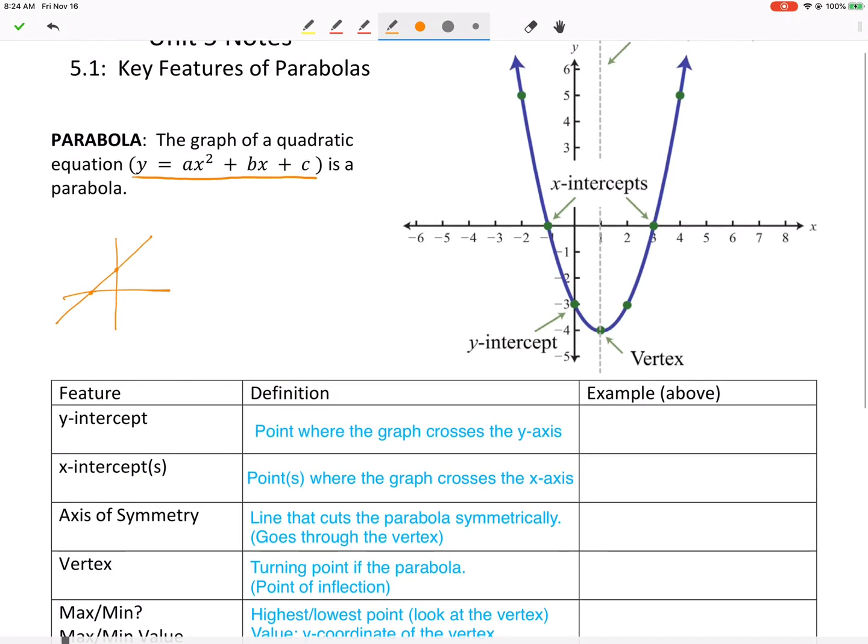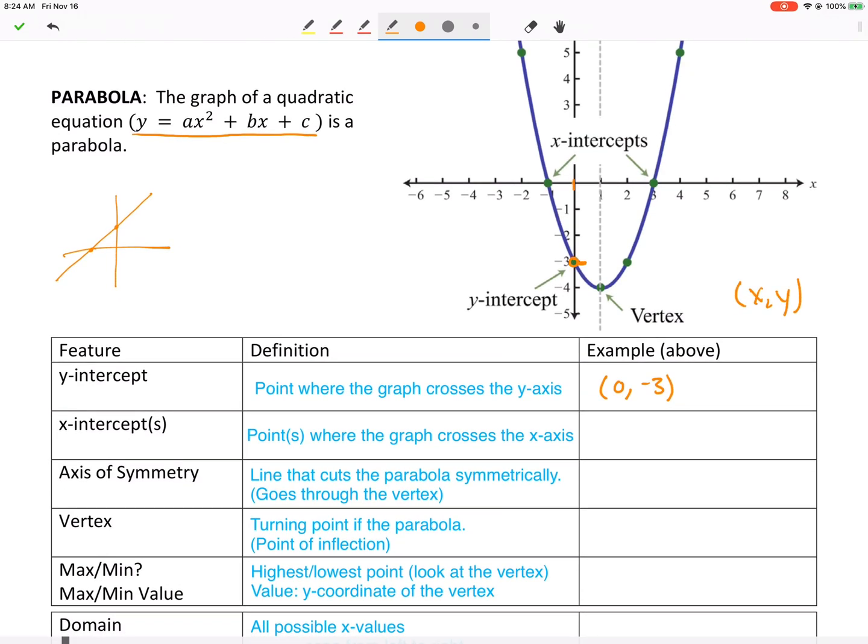So if we look at this graph, the y-intercept is going to be this location. And we would write it as 0, because that's our x value, and then we'd have -3. All right, when we write down these ordered pairs, it's always going to be x comma y. So x is 0 for our y-intercept, and our y value is the -3.